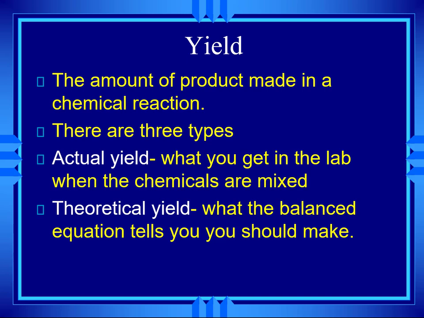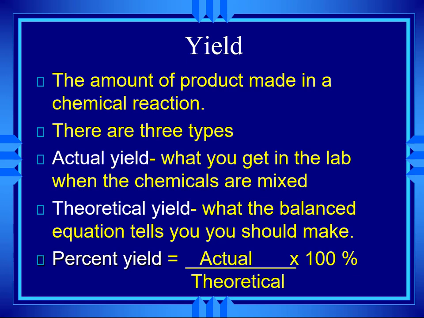Those two sometimes disagree with each other. Sometimes you don't actually make as much as you, in theory, should make. So then you report the percent yield. And the percent yield is the actual yield divided by the theoretical yield times 100%.